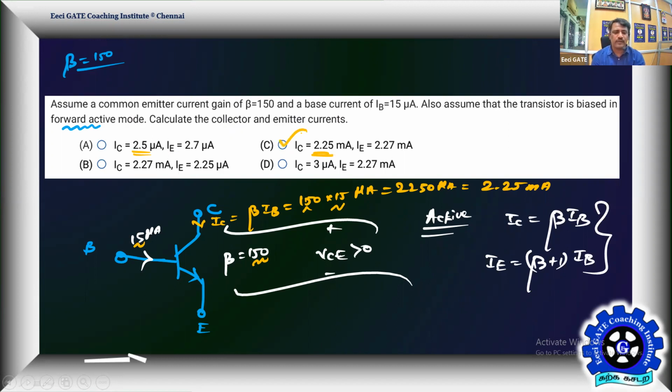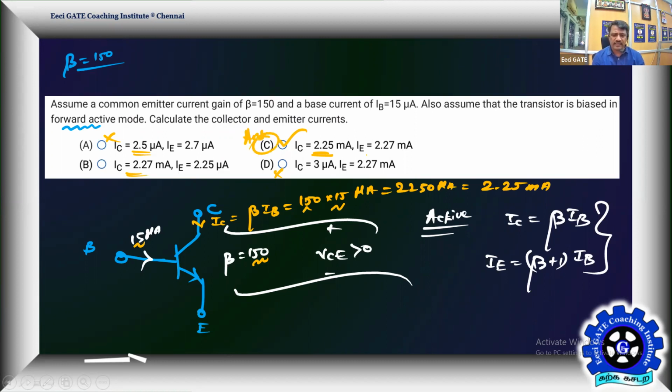IC is 2.25 milliamps. Check this manipulation once because of any mistake. IC cannot be in micro, so I can eliminate option A and option D. So it's either 2.25 or 2.27. So then it is 2.25. Yes, the correct answer is option C.